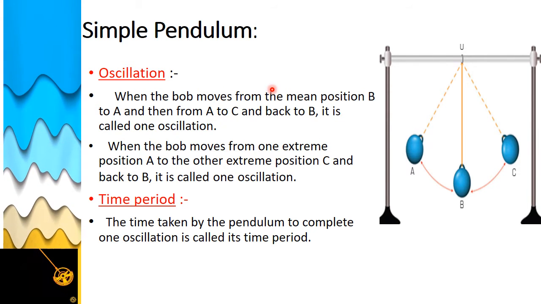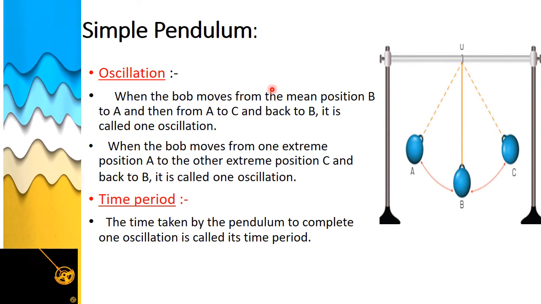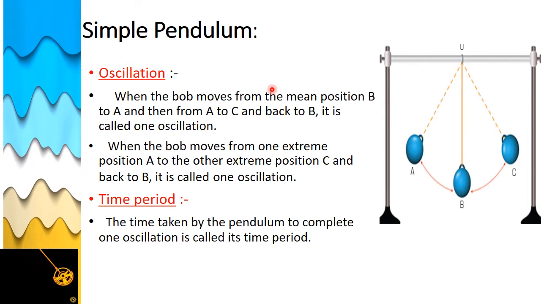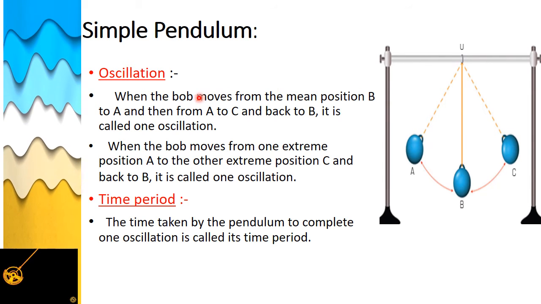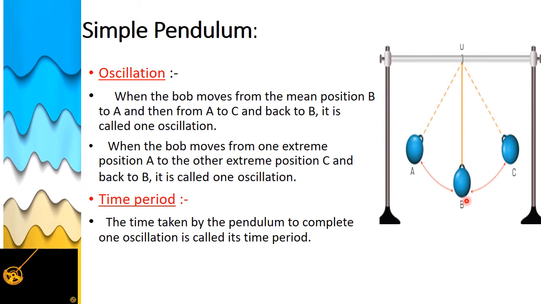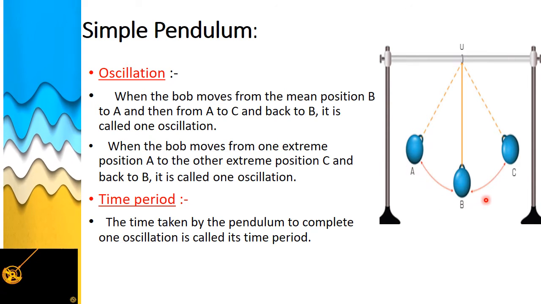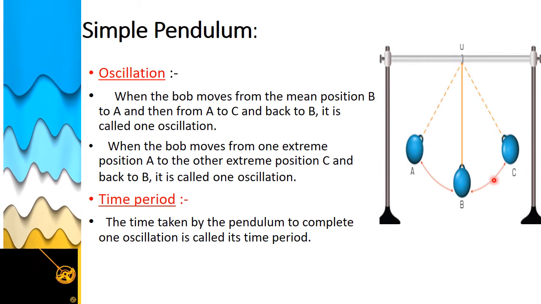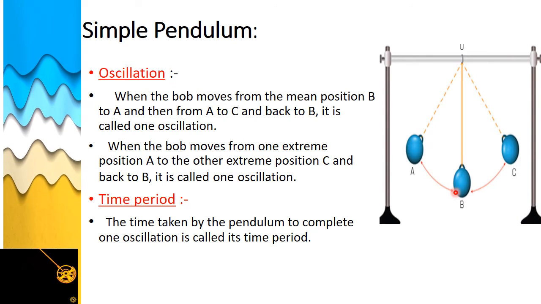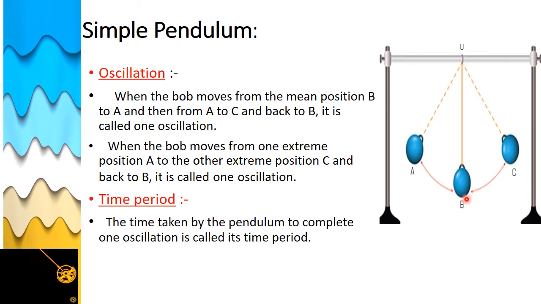The next term is oscillation of the pendulum. One complete to and fro motion of the bob about its mean position is called an oscillation of the pendulum. Now when the bob moves from the mean position, that is from B to A, and then from A to C, and when it comes back again to B, that is called one oscillation.